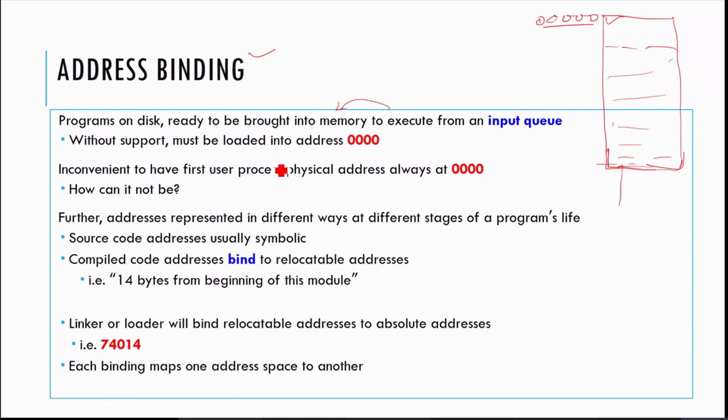But what is happening here is that without support it is 0 0 by default, but it is inconvenient to have the first user process physical address always at 0 0. So for that, in the previous discussion I told you, lower memory addresses we use for the operating system program or system program, and higher addresses we use for the user programs.